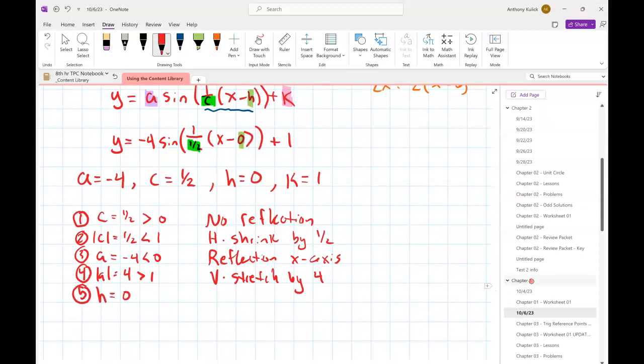My H is 0. Since it's 0, I have no horizontal shift going on. And my K is equal to 1. Since that's bigger than 0, I know I'm going to shift up 1 unit.